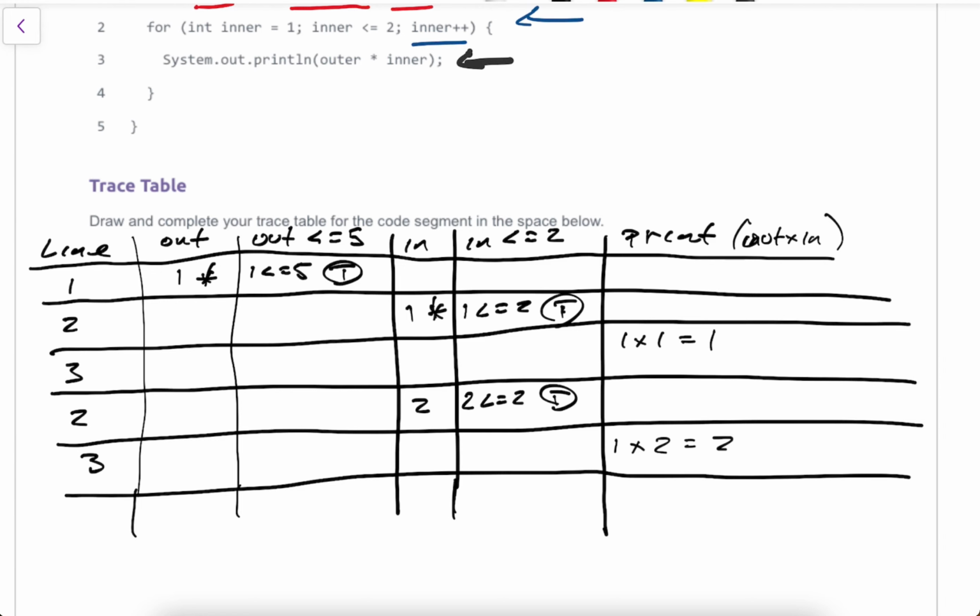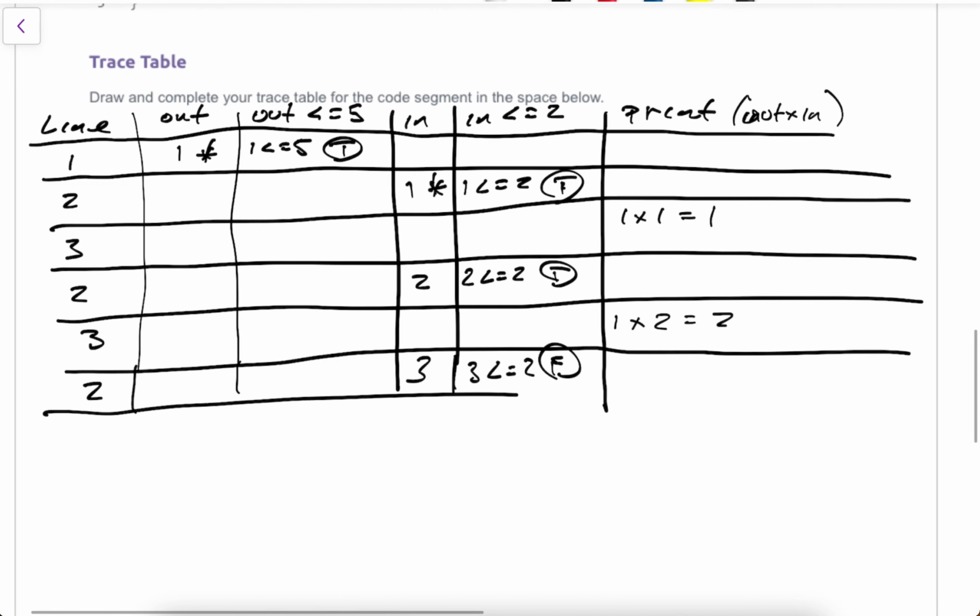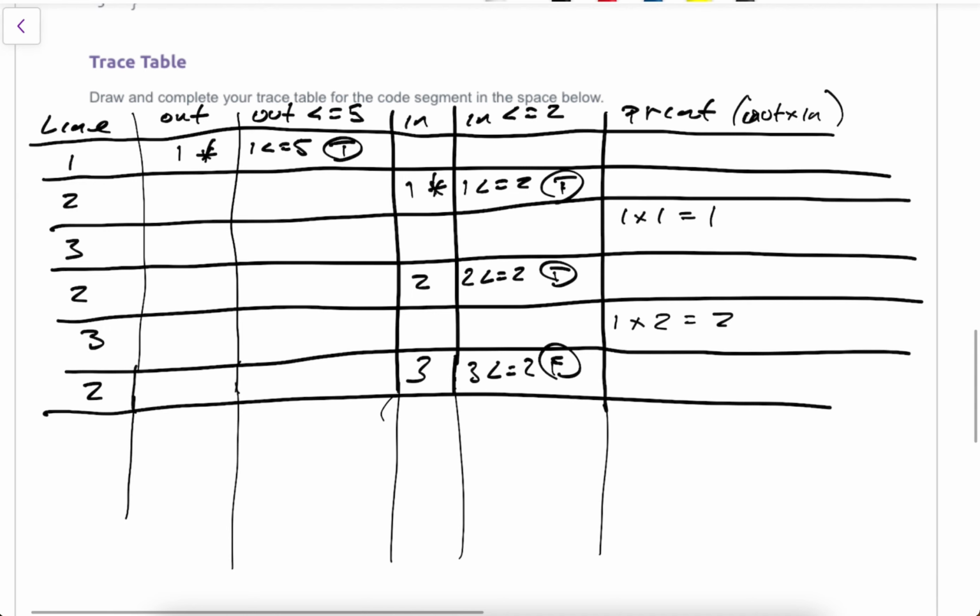On line number 2, I have inner plus plus. So that is now going to be 3, and I'm asking, is 3 less than or equal to 2? And that's a false statement. So what I'm going to continue to do is get kicked out of that inner for loop, and I'm going back to line 1. And out needs to increment. So that is now going to be 2. And I'm asking, is 2 less than or equal to 5? And that's a true statement.